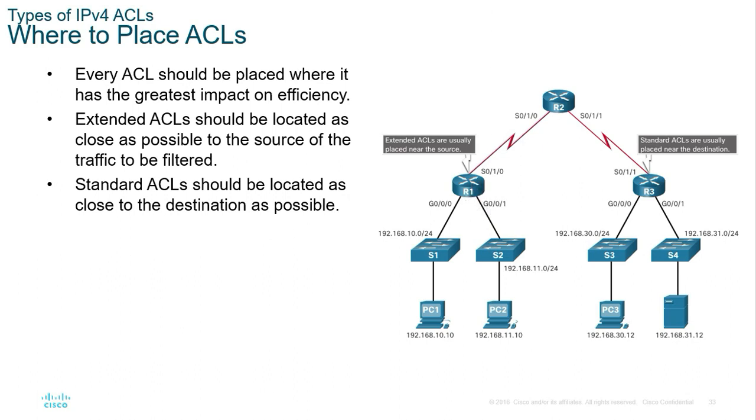Manakala standard ACL pula should be located as close to the destination as possible. So in this case, if we want to filter the traffic from PC2 to the server, the close as possible to the destination adalah either inbound here at router 3 ataupun outbound here. Okay, untuk interface ini. Jadi bergantung juga kepada what are we trying to accomplish, and then kita letak di mana location yang terbaik untuk that particular objective.